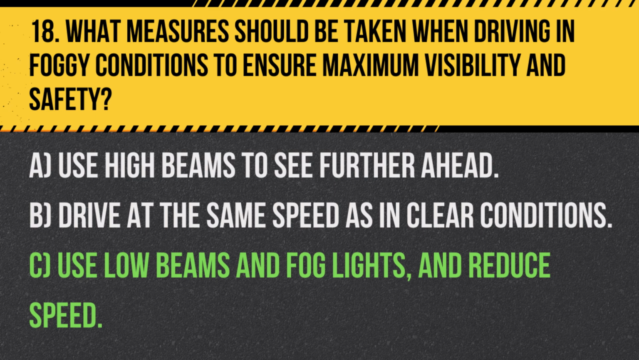Answer: C. Use low beams and fog lights and reduce speed. High beams can reflect off the fog and impair visibility, whereas low beams and fog lights improve near-road visibility.